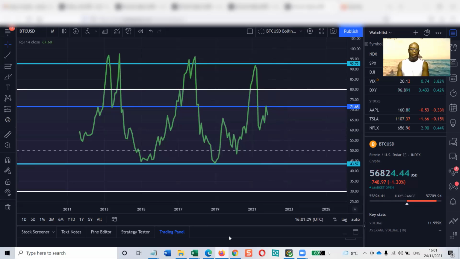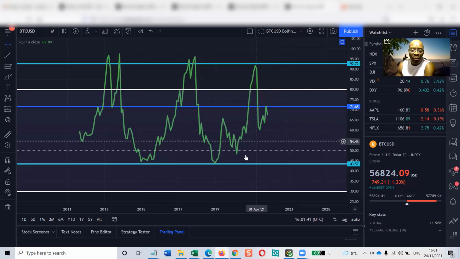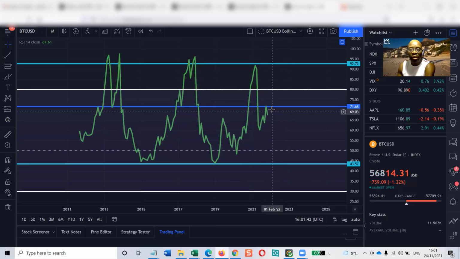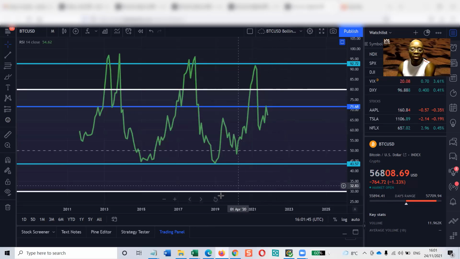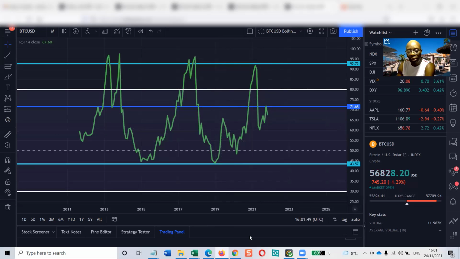I'll keep you posted. Once this moves upwards and breaches this line, then you know that Bitcoin is back on a very strong uptrend. But we'll watch it. It's just the facts of the charts. It's having trouble getting past this at the moment. But again, like I said, we'll just watch and observe.